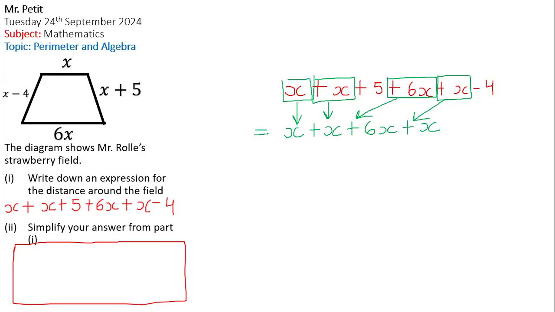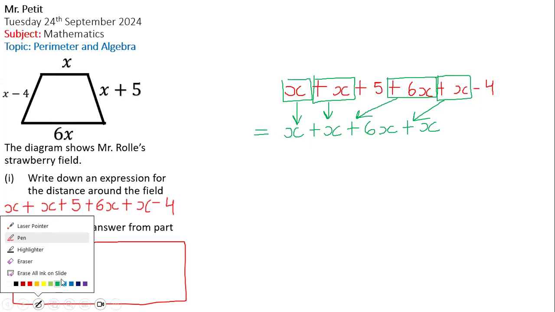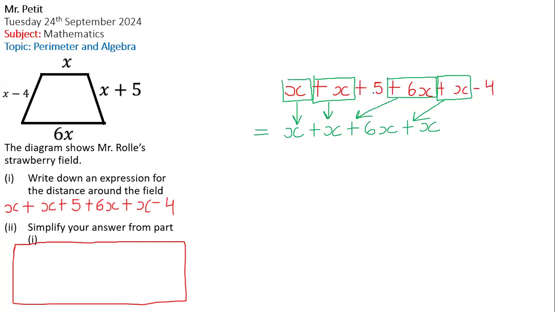How many persons understand this part so far? I understand. We just group it so far. That's all we did. You understand? Anyone else? How many persons understand this part? We just grouped the x's. You understand? Okay. Good afternoon, Mr. Petit.